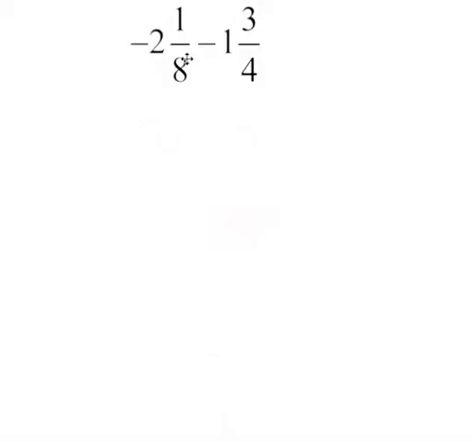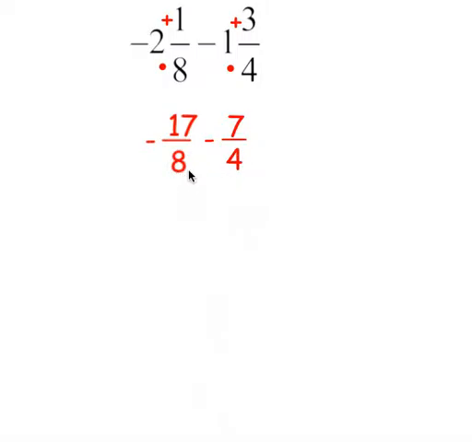When you get a mixed number, you have to turn it into an improper fraction. And we do that by multiplying the denominator by the whole number and adding the numerator. So we get negative 17/8. And here, multiply the denominator by the whole number and then add the numerator. And we get negative 7/4.